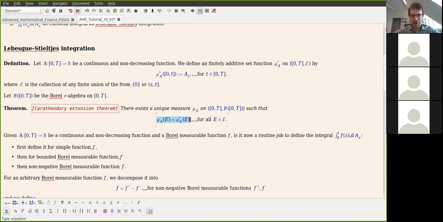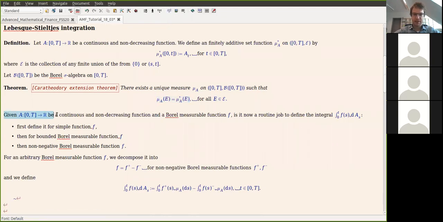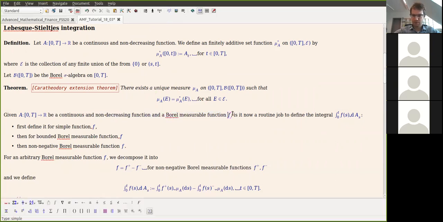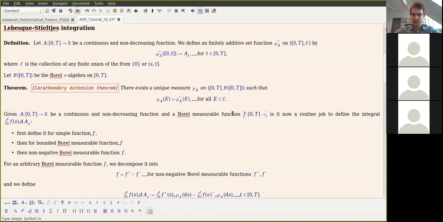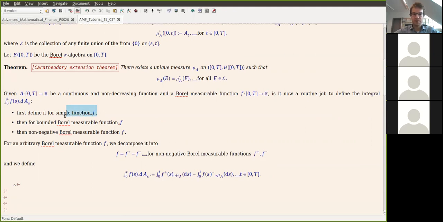And so this gives me a proper measure, and if I have a proper measure, I can start defining an integral. So if I come back to the setting here, I start with my continuous non-decreasing function, and I want to integrate a Borel measurable function f. So f is, of course, from 0 to t, defined on the same domain, to R. I do my standard procedure, namely I define it for simple functions f. Then I can extend it by a monotone class argument, for example, to bounded Borel measurable ones. And then I can extend it by a monotonicity argument to non-negative Borel functions. So this is what I guess you have seen.